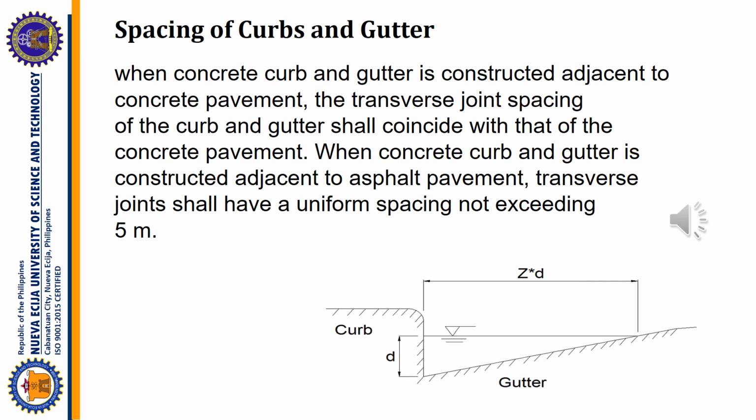Ngayon naman po is spacing and curves and gutter. When concrete curb and gutter is constructed adjacent to concrete pavement, the transverse joint spacing of the curb and gutter shall coincide with that of the concrete pavement. When concrete curb and gutter is constructed adjacent to asphalt pavement, transverse joints shall have a uniform spacing not exceeding 5 meters. Yun. So, meron tayong spacing na hindi lalagpas nga po sa 5 meters kapag in-attach po natin or in-install natin yung curbs and gutter.